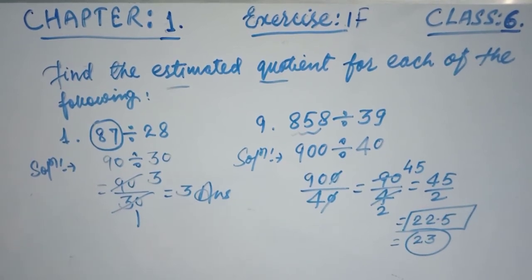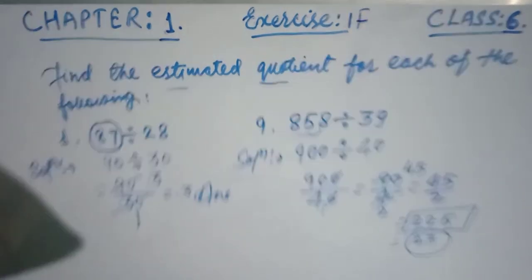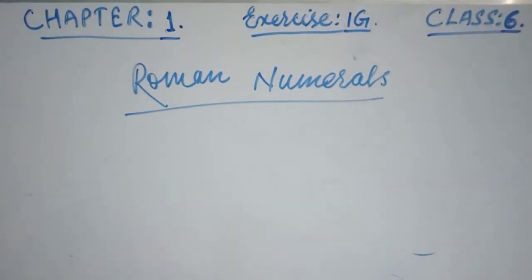Now we will move to the next exercise, and the exercise is 1G. Now see friends, before solving exercise 1G, there are some points on Roman numerals. This is a very interesting topic and very simple, and we have already discussed it, and you all are aware of Roman numerals. I know and you know. Even so, we are going to revise. First, what about the Roman numerals friends?